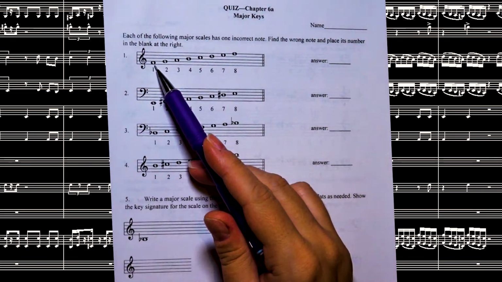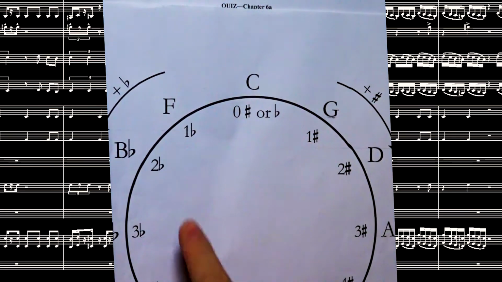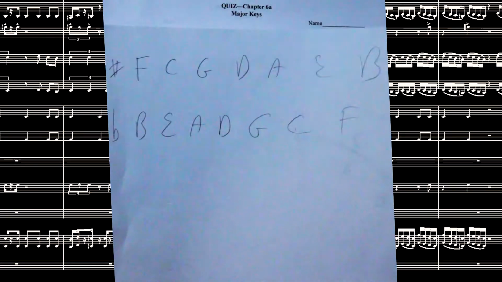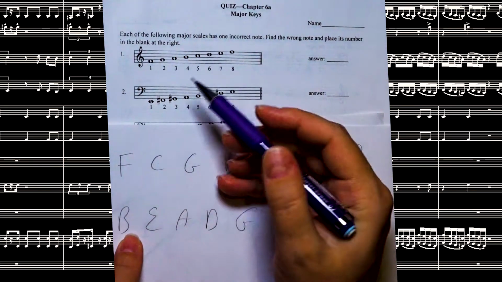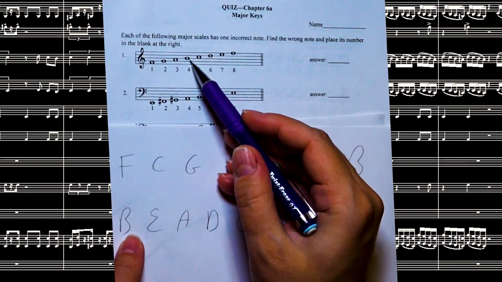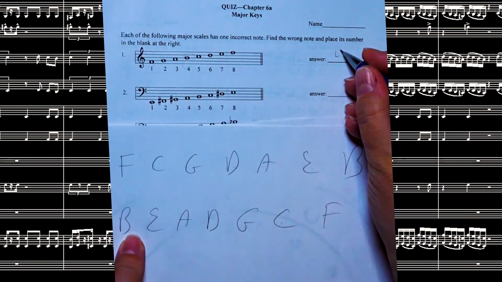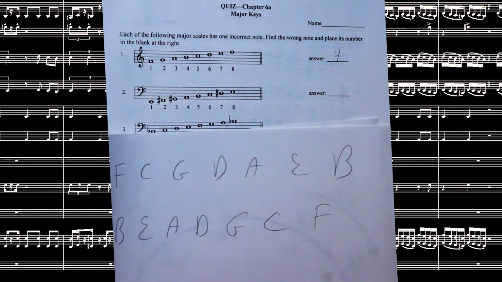Key of F has what? Key of F has one flat. Flat is B flat. So there's no B flat here. That's wrong. So that's the wrong note. All right.